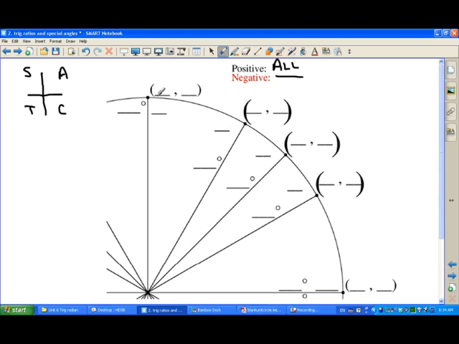So moving around the first quadrant, starting with an angle of 0 degrees, and thinking about the special triangles, my next angle would be 30 degrees, and then 45 degrees, 60 degrees, up to 90 degrees.